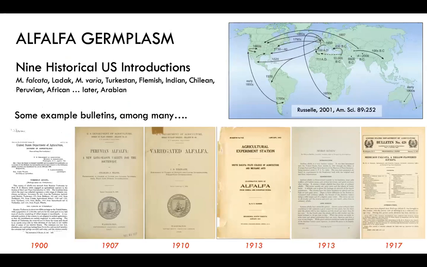The germplasm base that you have is very important, of course, in terms of making progress. And it's important to understand where the germplasm comes from. Michael Russell, a couple of decades ago, wrote a very nice paper about the origins of alfalfa and various other aspects of alfalfa. And he talked about the introduction of these historical germplasms into the United States. Many of these germplasms were written up in bulletins over 100 years ago. And there's a lot of good information in these bulletins.